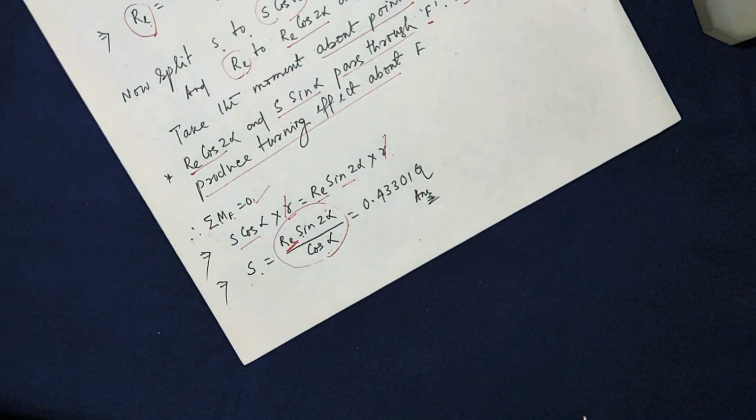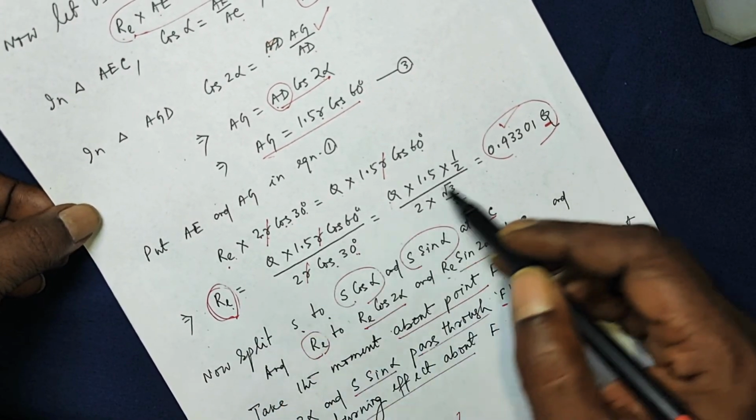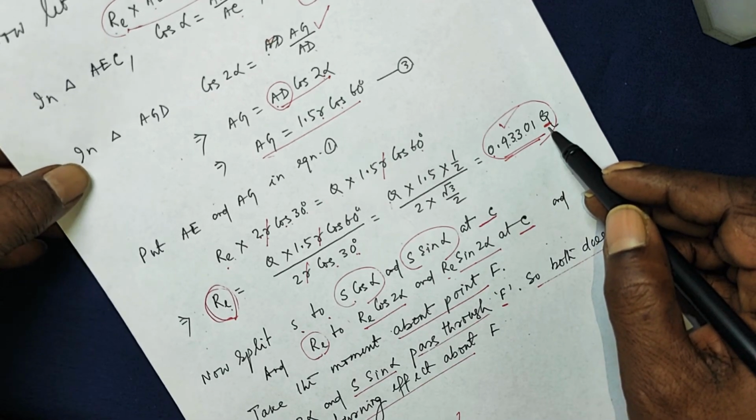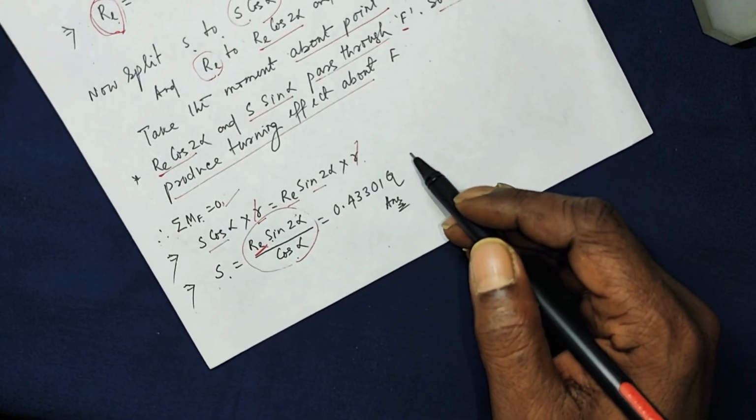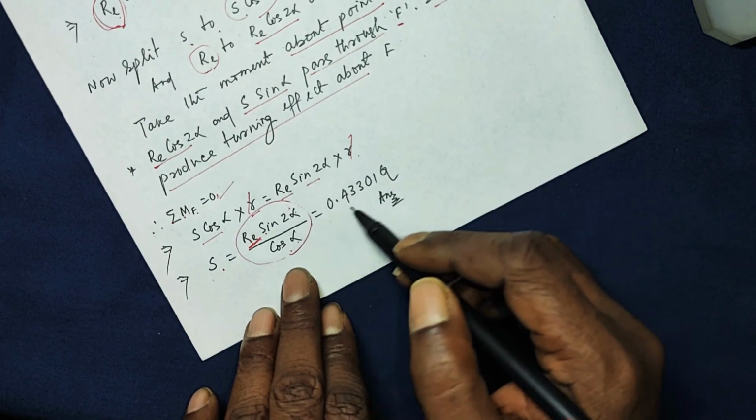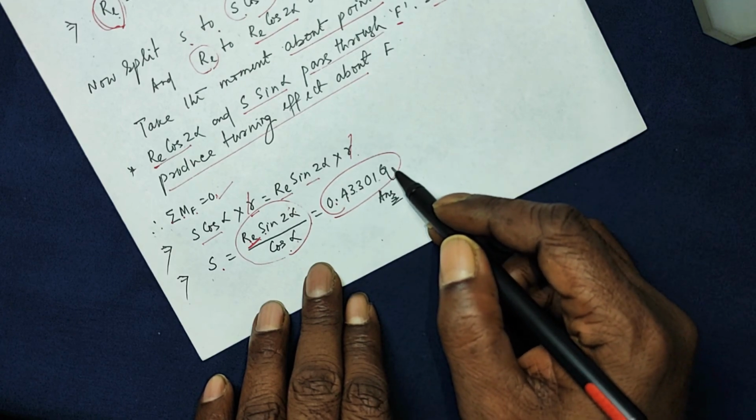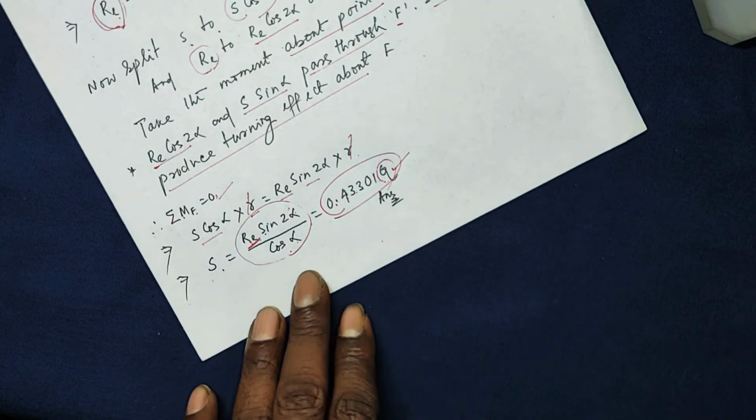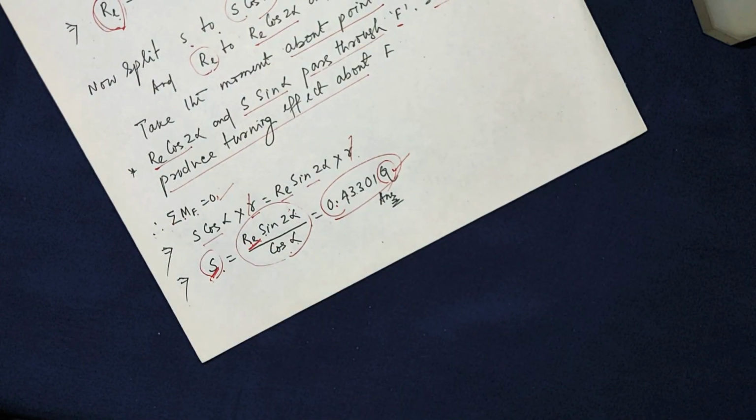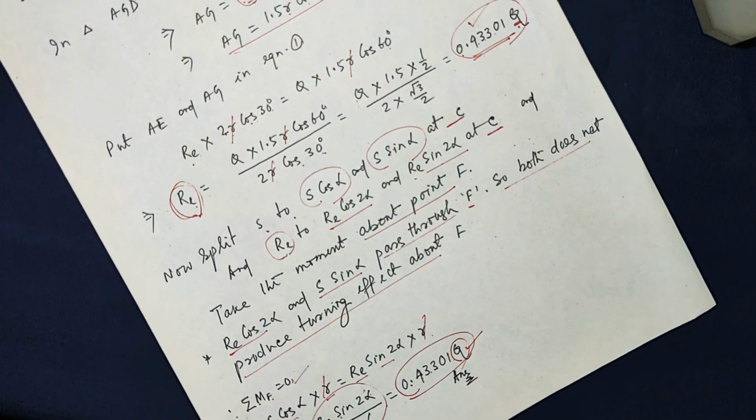RE we just calculated is equal to 0.43301 times the weight of the prismatic bar, that is Q. So put the value of RE, put the value of alpha 30, this comes out to be 0.43301 times the weight of the prismatic bar. So that is the tension developed in the string, which stops the cylinder from rolling.